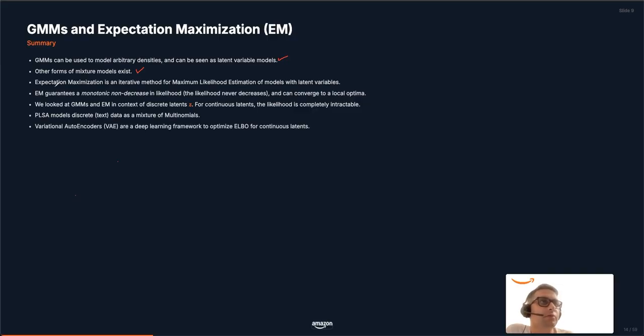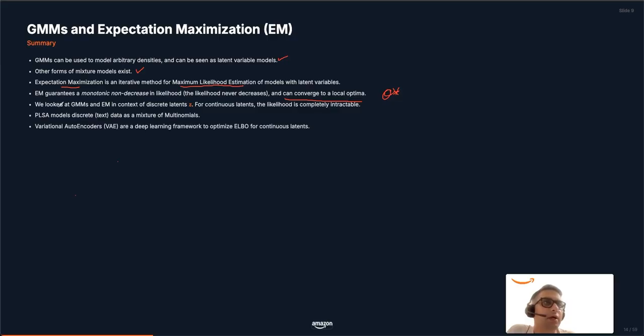In general, most latent variable models will have expectation maximization as an iterative method for doing maximum likelihood estimation of these models. Like I said, EM guarantees a monotonic non-decrease in likelihood, which means that the likelihood will never decrease. But it can converge to a local optimum. It's not guaranteed that it is going to find the best theta star we were looking for. It is going to find a good enough theta star, which may be a local optimum.